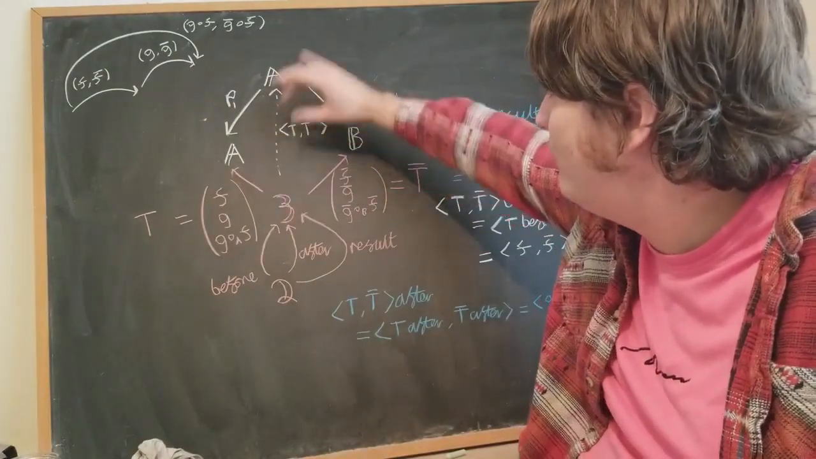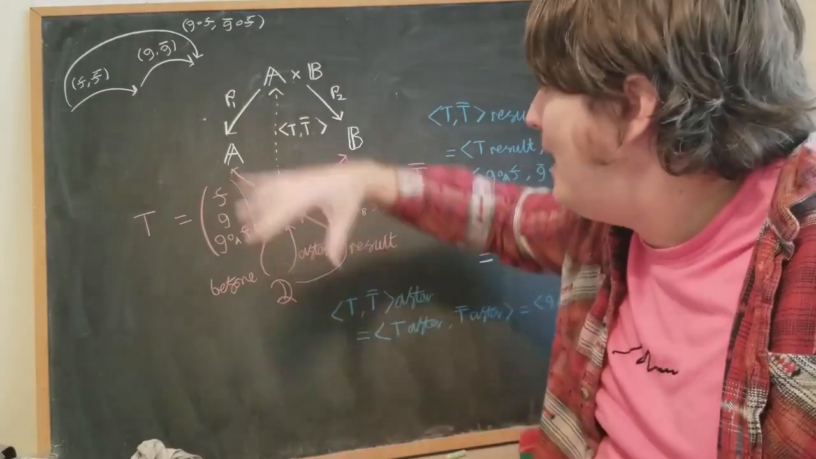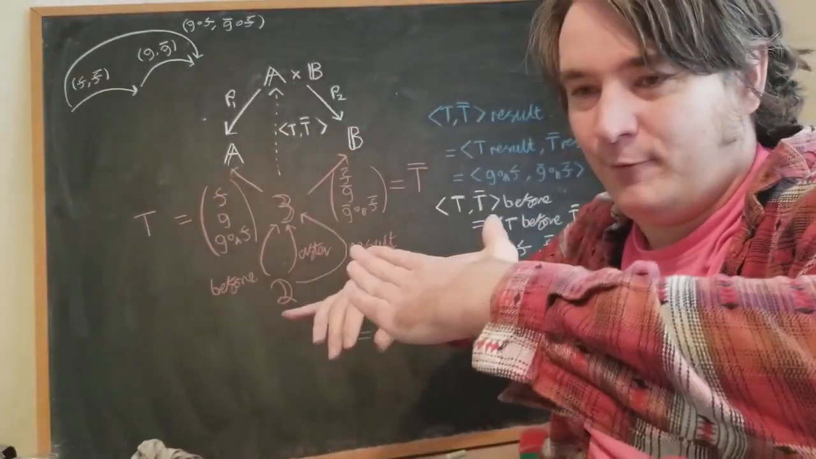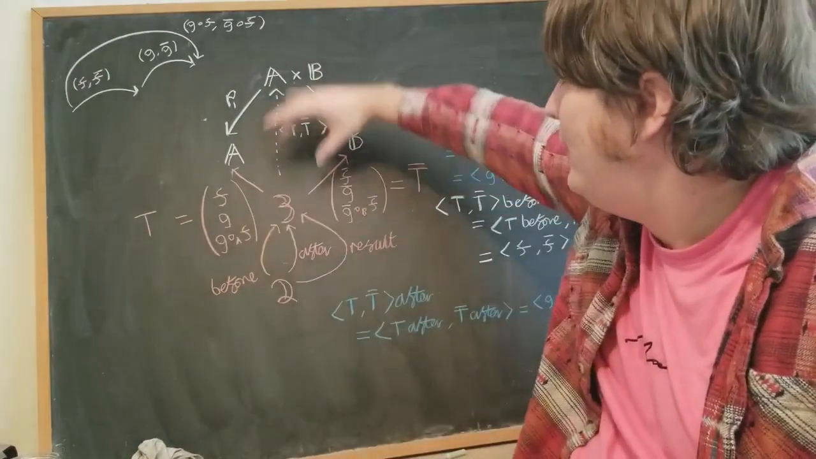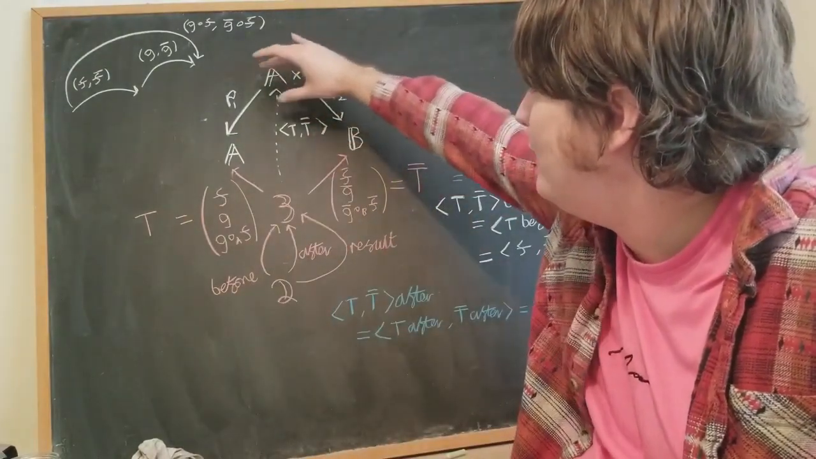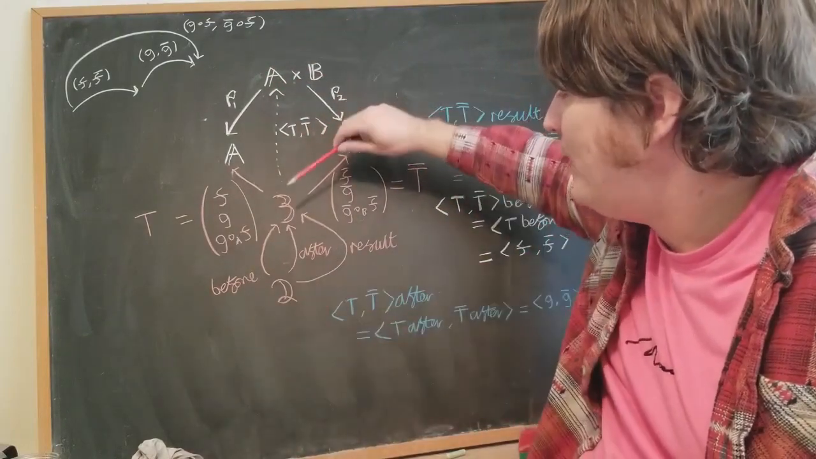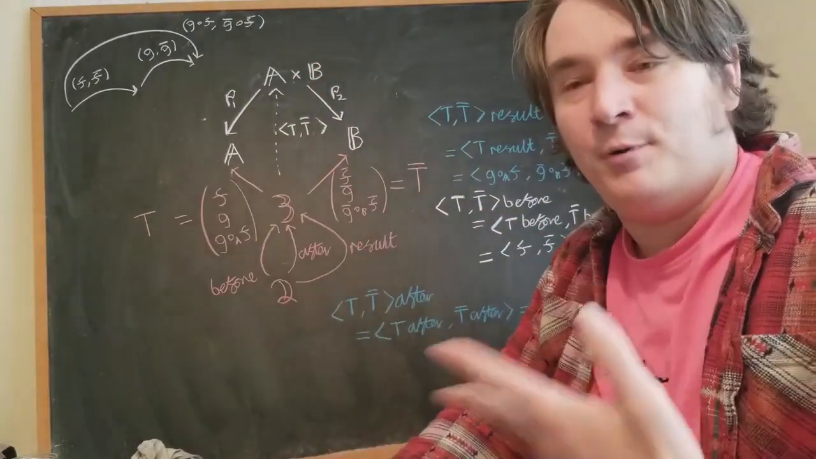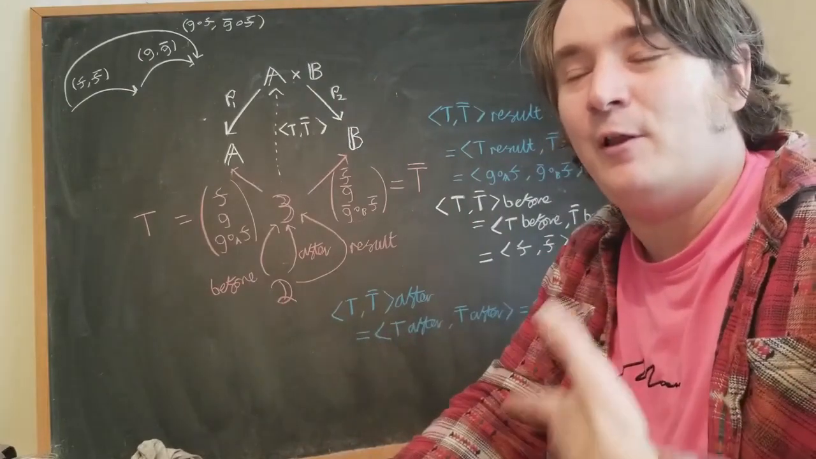A functor from 3 to A times B, because that's going to send this before arrow and after arrow and result arrow. It's going to point those out in our category and we're going to be able to study them. So let's just suppose that we have some arrow from 3 to A times B. And that's pretty much all we have to do, and then we just have to follow through the reasoning.